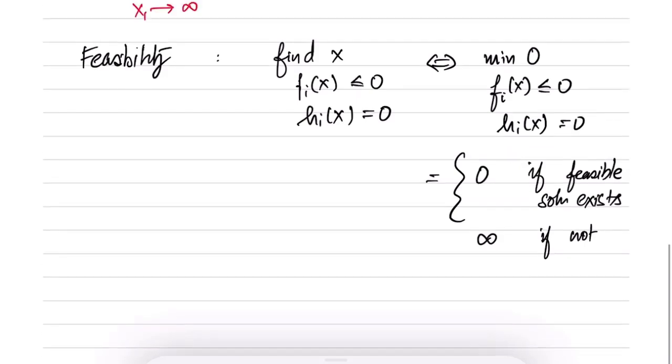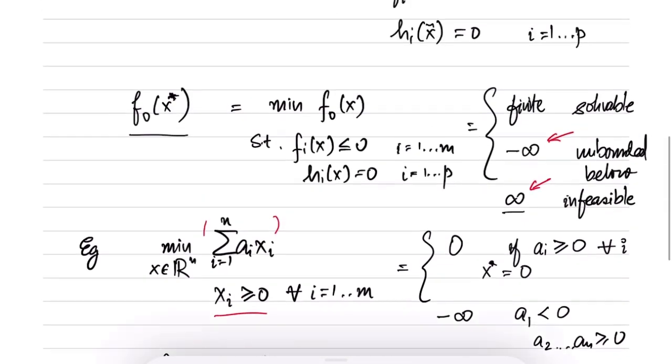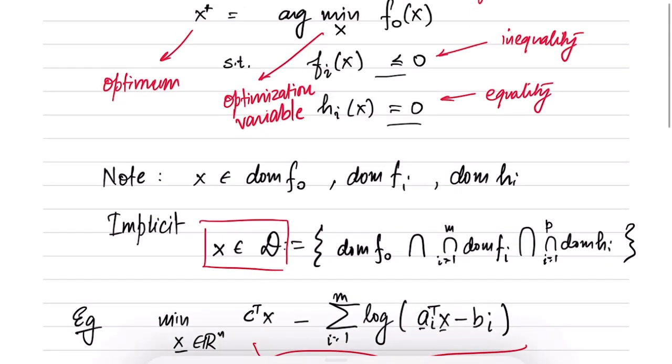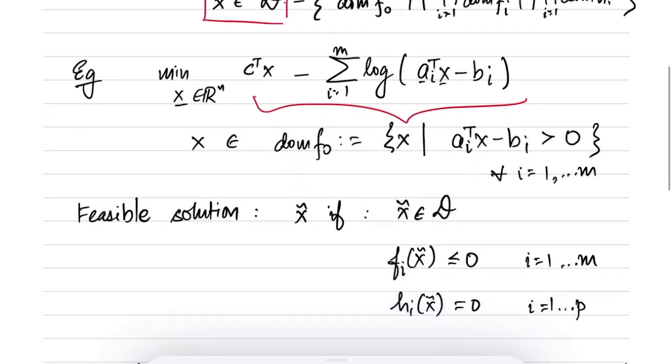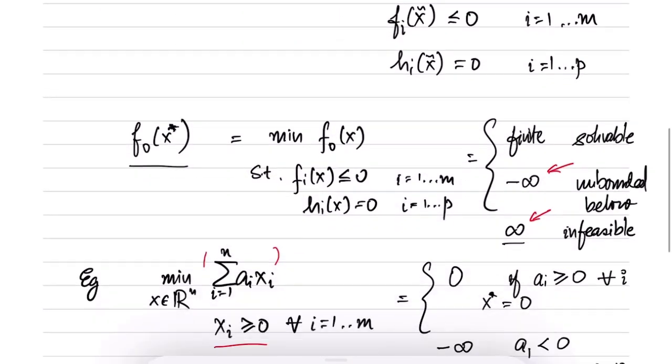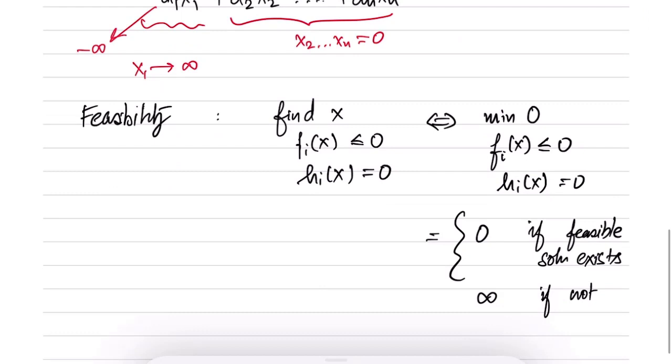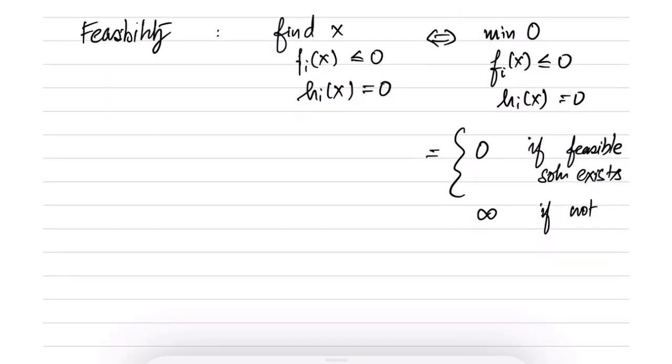So we have seen the standard form for the optimization problem, and we have defined some notation surrounding it, and also some aspects of implicit constraints and feasible solution. One thing to notice is that any problem can be put into this form. So any optimization problem can be written in this way.